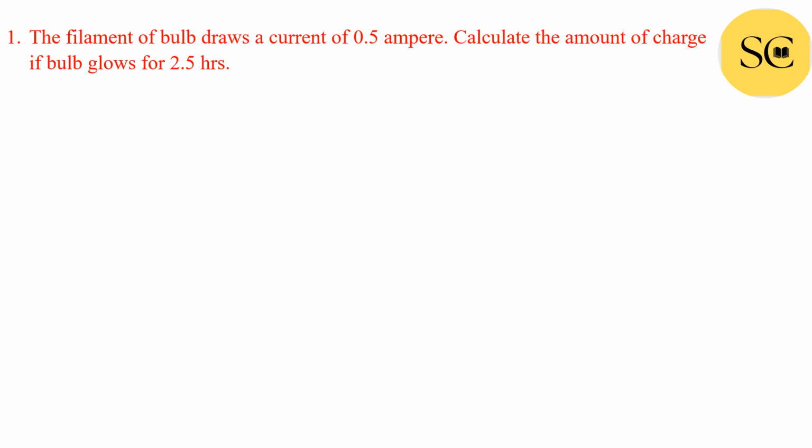The first question is: the filament of a bulb draws a current of 5 ampere. Calculate the amount of charge if the bulb glows for 2.5 hours.